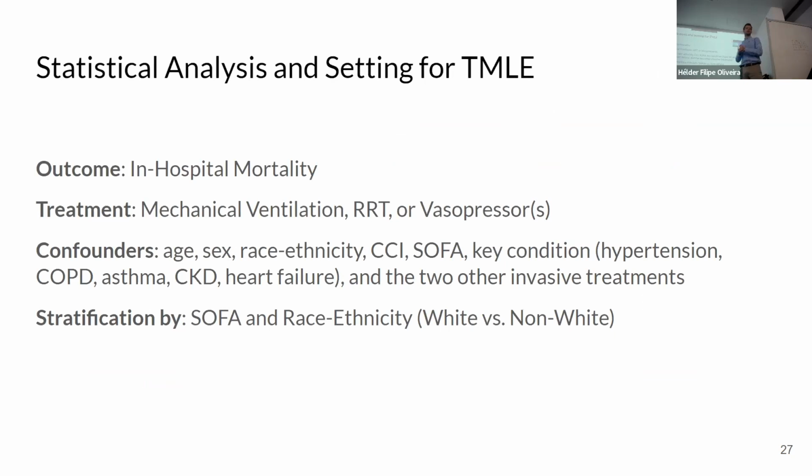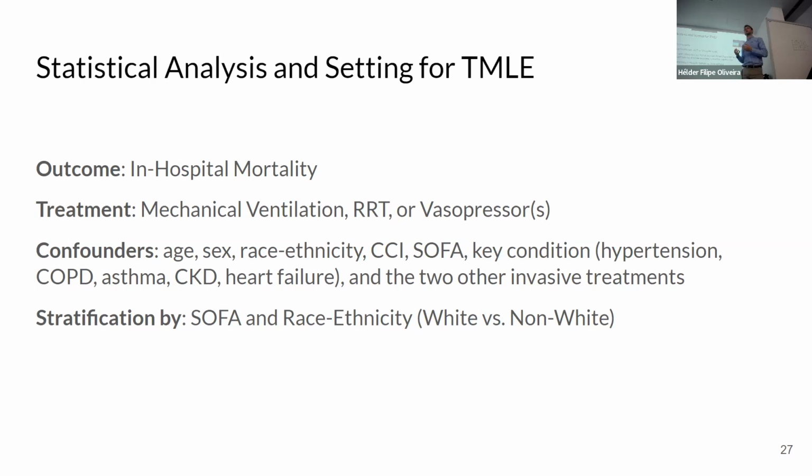So skipping some steps here, the statistical analysis that we did before starting TMLE, so we decided to set the outcome as in-hospital mortality. The treatments, as I said, mechanical ventilation, RT, and vasopressors. And then the confounders are these ones, so age, sex, race, ethnicity, Charlson Comorbidity Index, SOFA, key conditions that could be confounding the results of a certain treatment. For example, mechanical ventilation could be confounded by disease in the lungs or asthma, but for example, renal replacement therapy could be confounded by a chronic kidney disease, so we're adjusting for that too, and the two other invasive treatments that are not being studied.